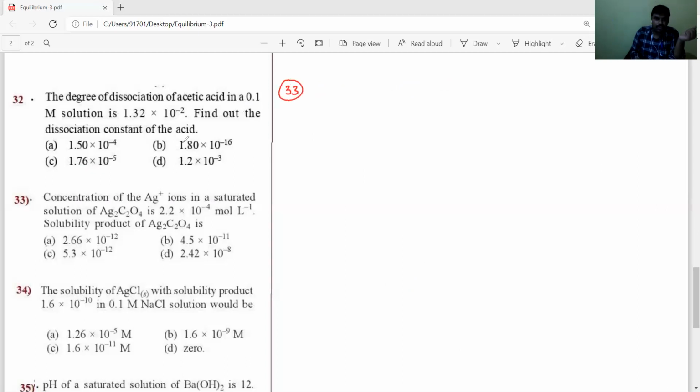33. So the 33 is nothing but solubility and solubility product relation. Silver oxalate they give, Ag2C2O4. This is nothing but A2B type salt. Okay students, it will be ionized to give 2 Ag plus ions and C2O4 2 minus ions.